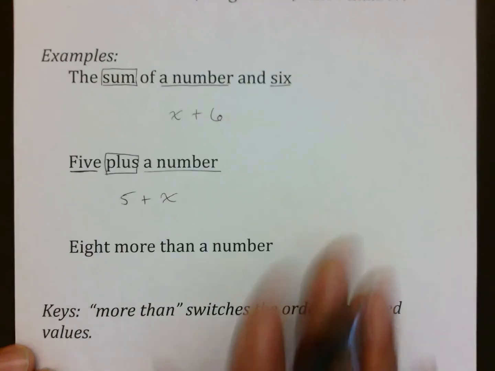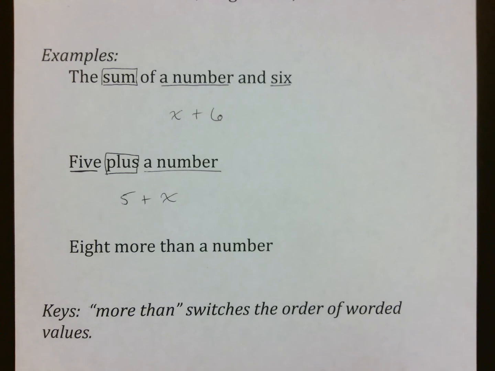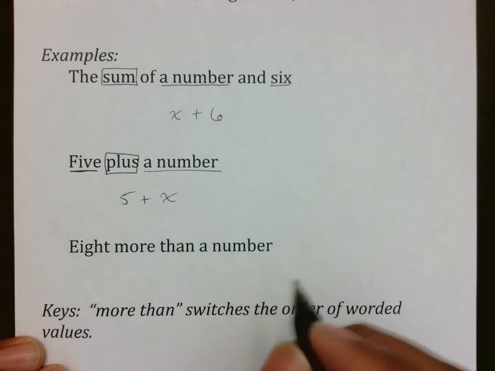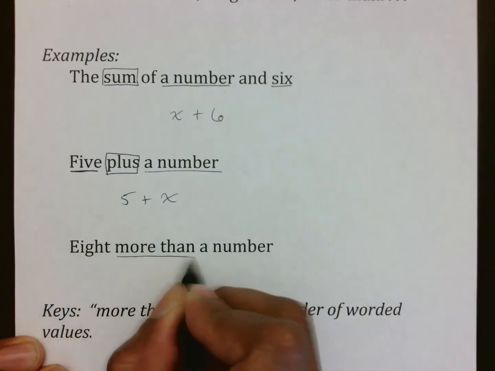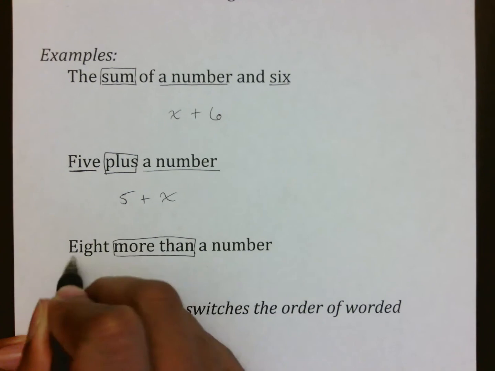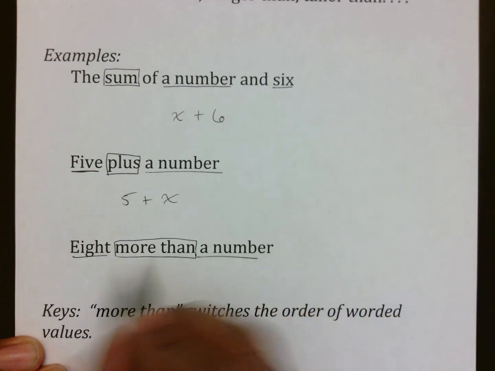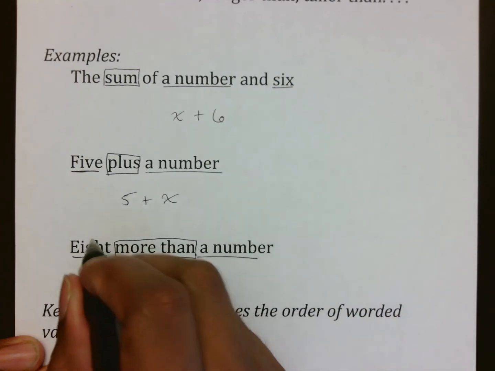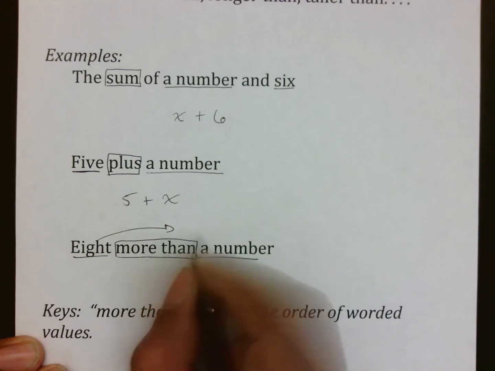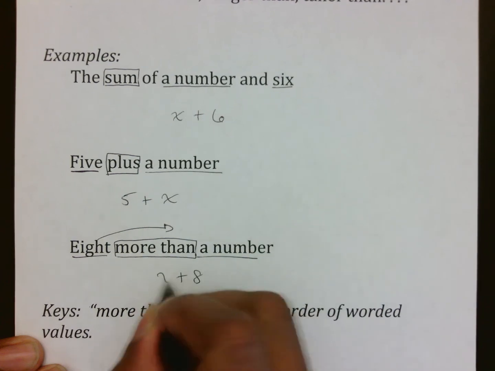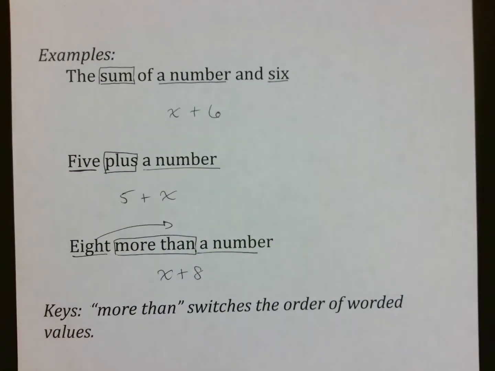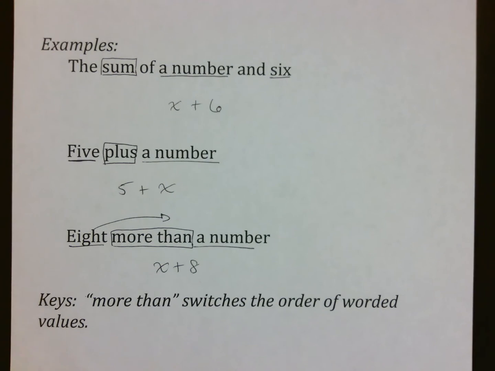The one to look out for, which is why we had more than with an asterisk or a star by it, is because when more than is my operation prompt, 8 and a number, the only way you can do 8 more than a number is if you reverse that and send 8 to the back and put a number in front. The key for this is that the phrase more than, older than, all those that are like more than switches the order.